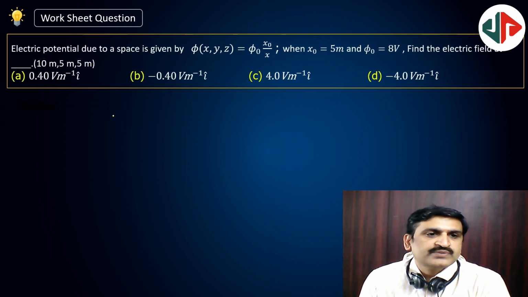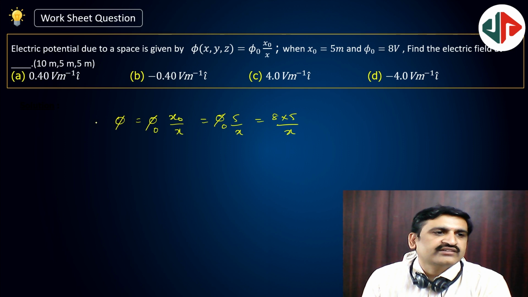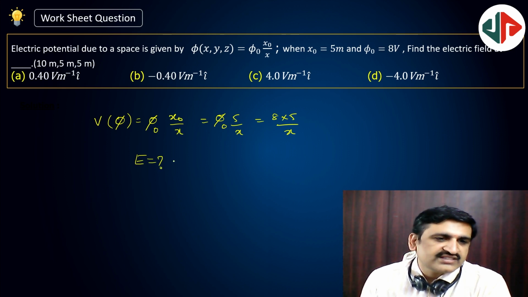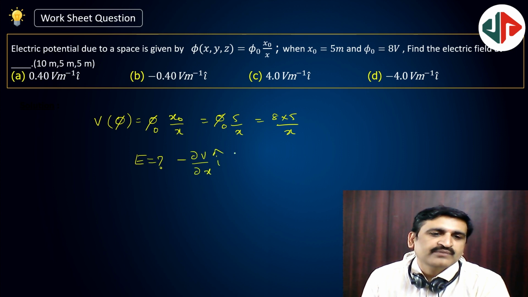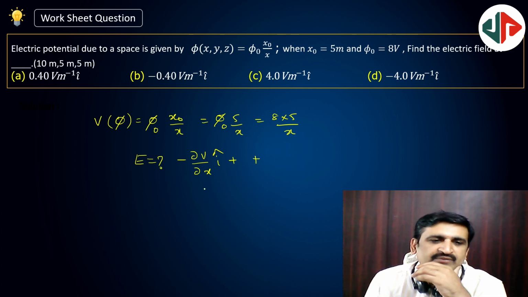Electric potential due to a space is given by phi is equal to phi naught x naught by x, and x naught is equal to 5 by x. Phi naught is also 8. Find the electric field at x equal to 10. This is electric potential V, then E and V relation, E is equal to minus dou V by dou x i cap. Here only x coordinate is given, that's why I am doing only x.